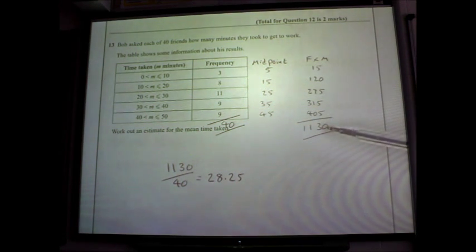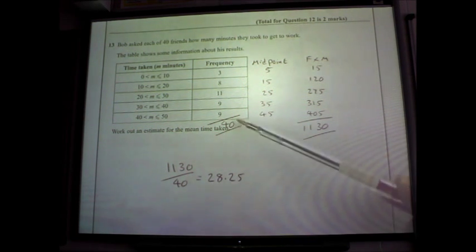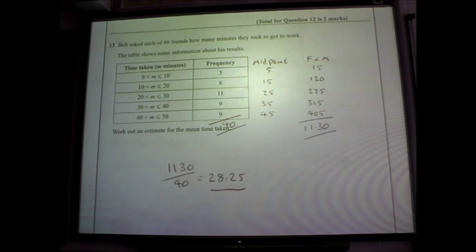Add up the total, which is 1130, and then just do the sum at the end: 1130 divided by the total number you had, which was 40, and you get 28.25, and that is the answer.